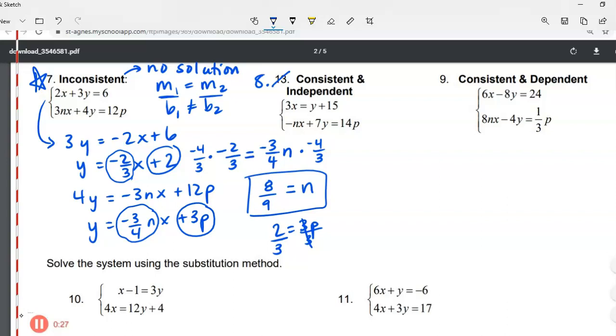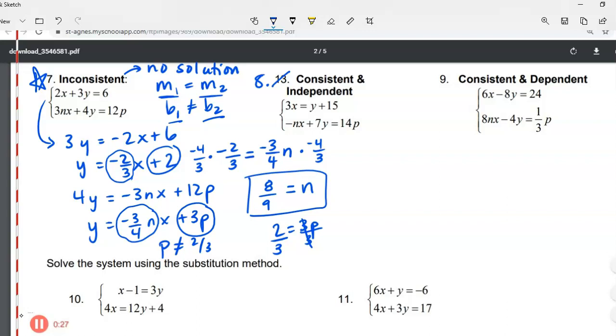And I don't want my B1 and B2 to be equal to each other, because if I do that, that would mean that they are infinite solutions, the same line. So basically we want P not to equal. So that's why on this one, P cannot equal 2/3, because I do not want my B1 and B2 to be equal to each other.